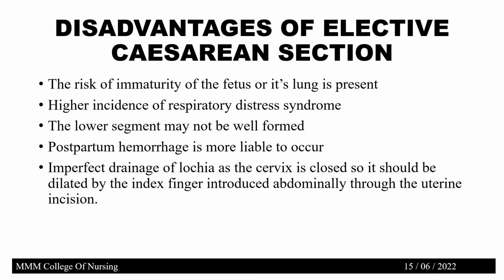Sorry, the disadvantages of elective cesarean section: the risk of immaturity of the fetus or its lungs is present, a higher incidence of respiratory distress syndrome, the lower segment may not be well formed, postpartum hemorrhage is more liable to occur, imperfect drainage of lochia as the cervix is closed, so it should be dilated by the index finger introduced abdominally through the uterine incision.